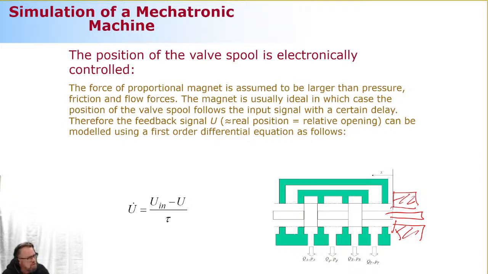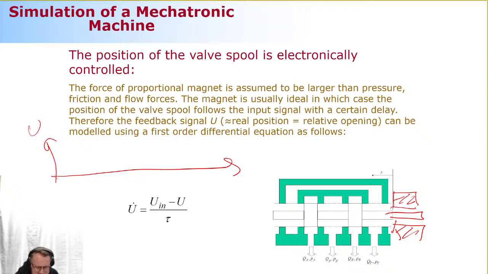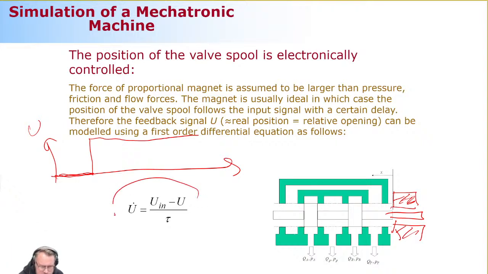How can we model something like this? Typically it's modeled by using a first order delay equation. Delay equation means that even if there is a step signal like this, let's say that U is the spool position, and the signal is a voltage coming in. Voltage is 0, and then all of a sudden it jumps to max opening. Because of the inertia, because of the physical component of the spool, even when you have a lot of force from the magnet, it follows with a certain delay. And this delay can be described by using a first order delay equation.